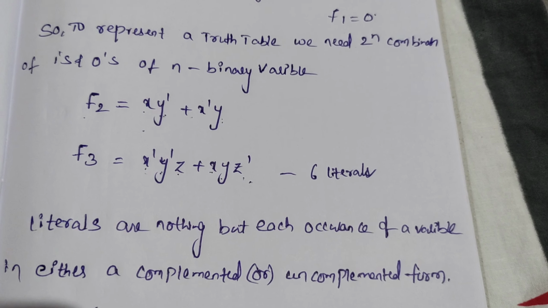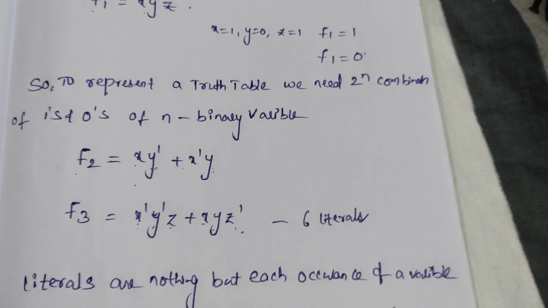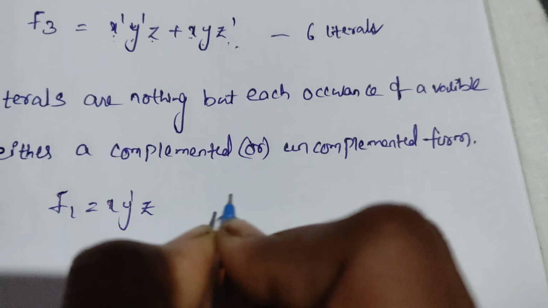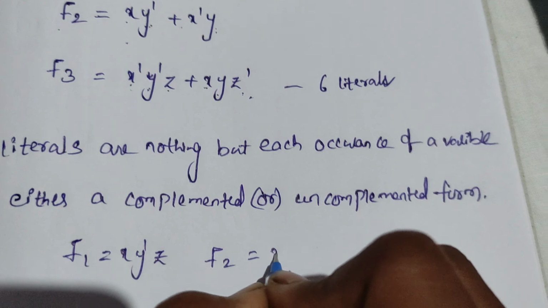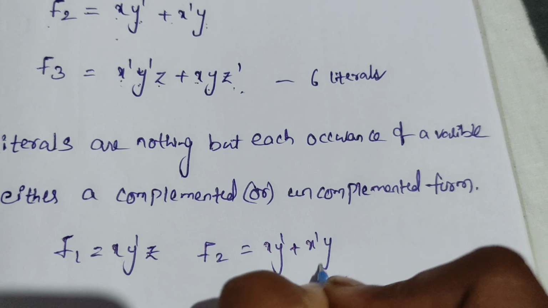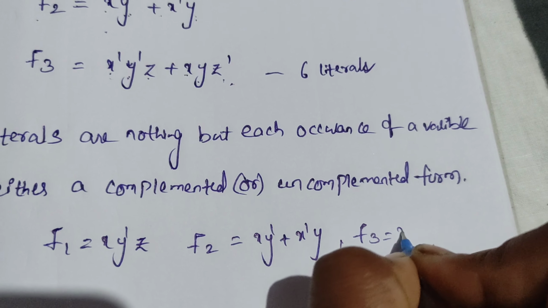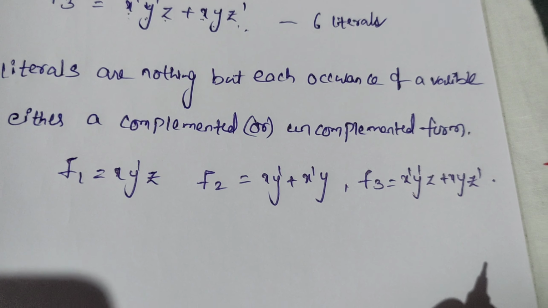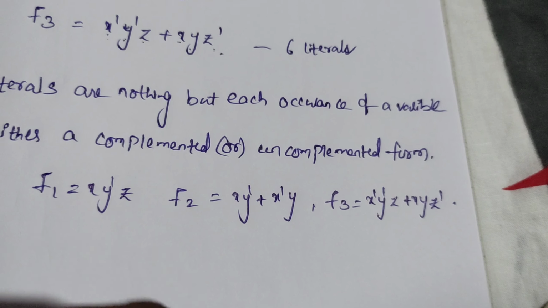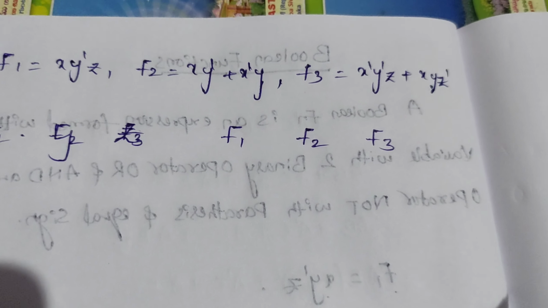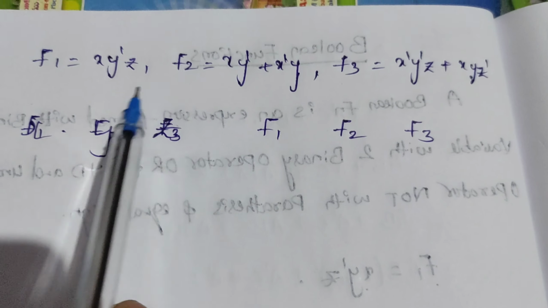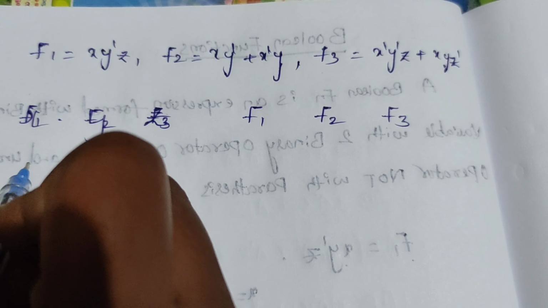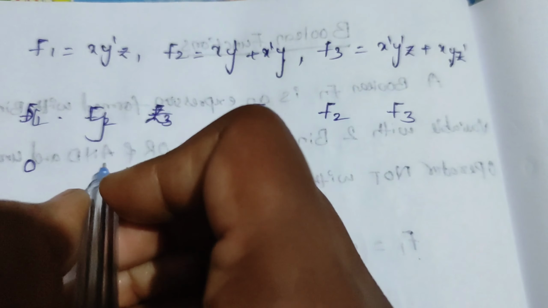So let us see truth tables of these three functions. f1 equals x y bar z, f2 equals x y bar plus x bar y, and f3 equals x bar y bar z plus x y z bar. A truth table consists of 2 power n combinations of ones and zeros. These three equations consist of 3 variables, so there are 2 power 3 combinations, nothing but 8 possibilities.